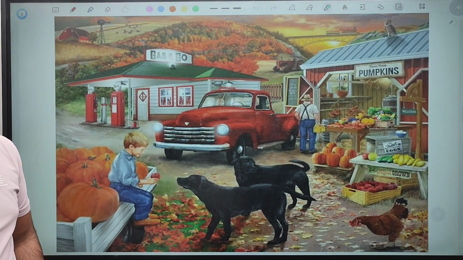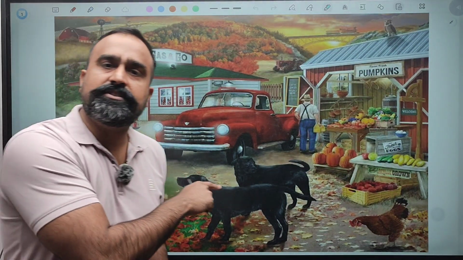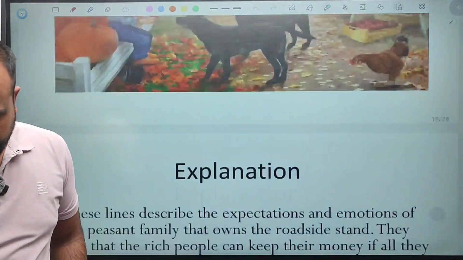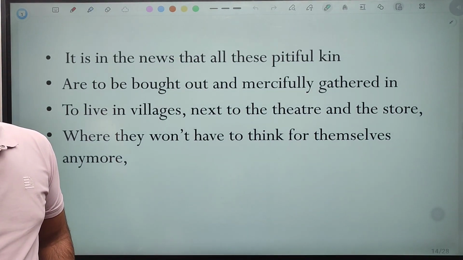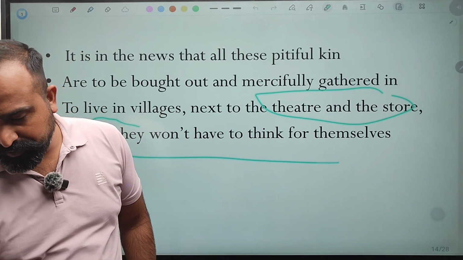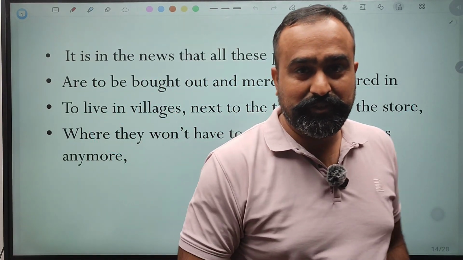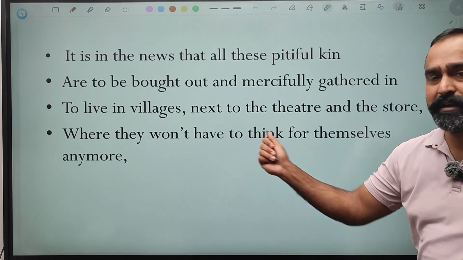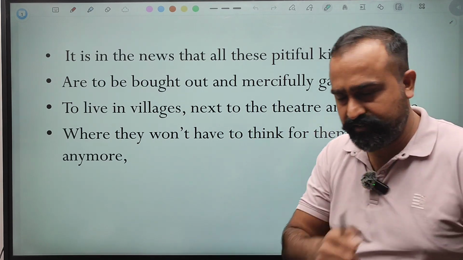Store and everything will be given to you. This was just a promise by the politician which never gets fulfilled, right? Coming back again, to live in villages next to the theater and the store where they won't have to think for themselves anymore. So this was a promise made to them कि आपको अपने बारे में सोचना भी नहीं पड़ेगा.